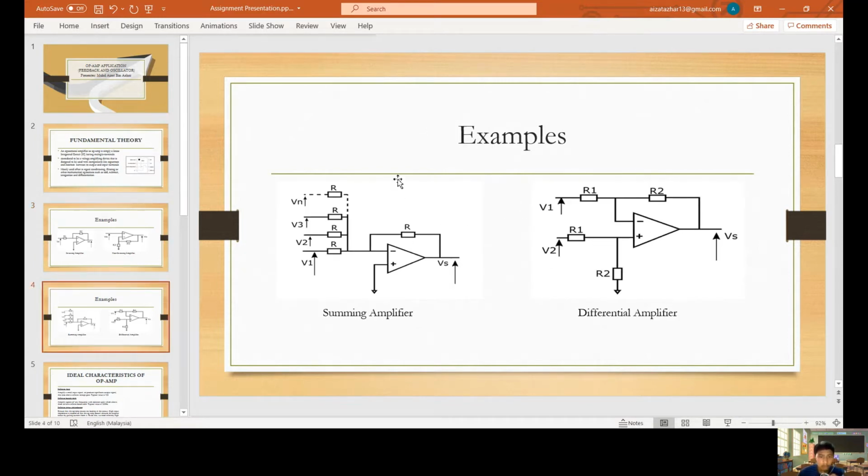Moving on, this one is the summing amplifier. The inverting terminal is connected with three input terminals, while the non-inverting terminal is connected to the ground. For the differential amplifier, both the inverting and non-inverting inputs are connected to the input terminals.